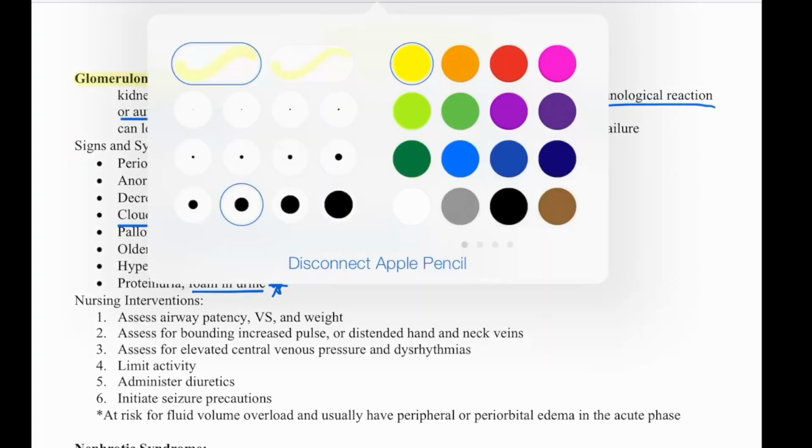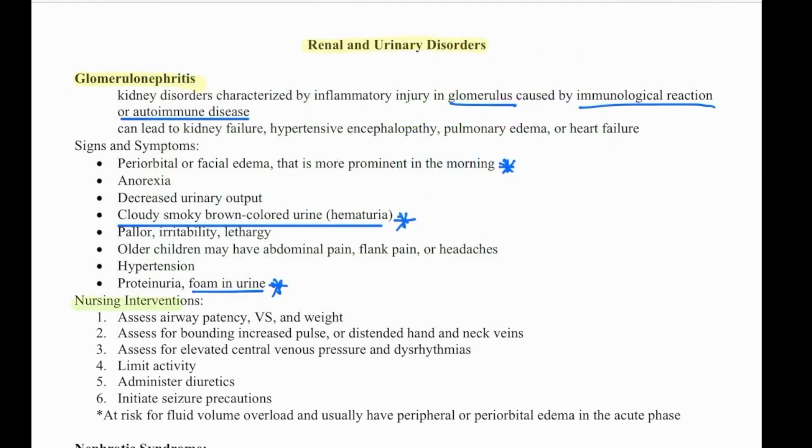Our nursing interventions are going to be to assess for airway patency, vital signs, and weight, assess for bounding, increased pulse or distended hand and neck veins, assess for elevated central venous pressure and dysrhythmias, limit activity, administer diuretics, initiate seizure precautions, and remember that they are at risk for fluid volume overload and usually have peripheral or periorbital edema in the acute phase.